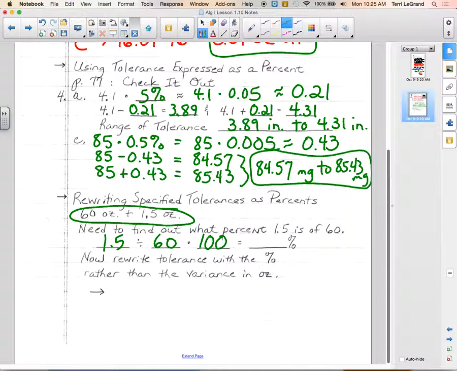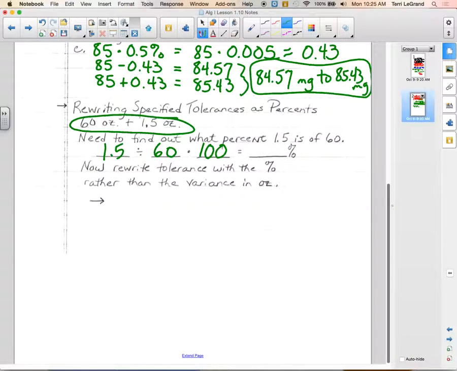What percent is this? You got a 1.5 on the quiz out of 60 points possible, what did you score? That's a bad score. What is it? 2.5%. Whoa. That would be a bad quiz score, wouldn't it? Okay, so now rewrite the tolerance with a percent sign rather than the ounces. That's what we're doing. We're rewriting the tolerance. It was given to us as ounces, and we're going to change it to percent.